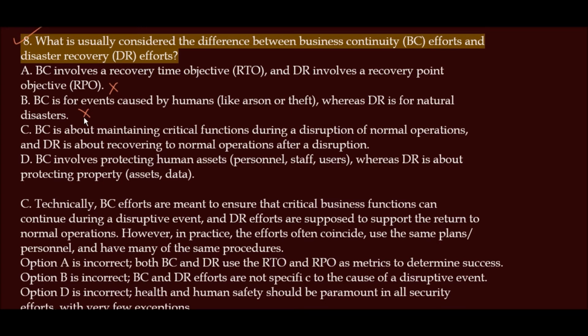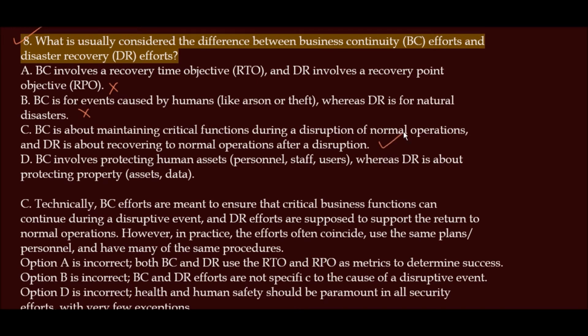Okay, so option C is technically correct because BC efforts are meant to ensure that critical business functions can continue during a disruptive event and DR efforts are supposed to support the return to normal operations. However, in practice, the efforts often coincide, use the same plans, personnel, and have many of the same procedures. Okay, so option C is correct here.